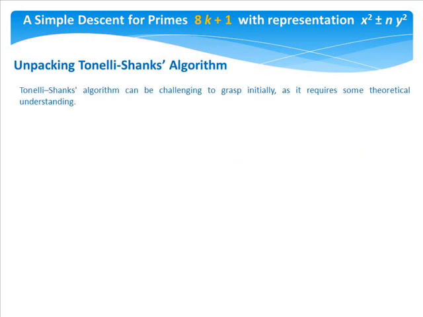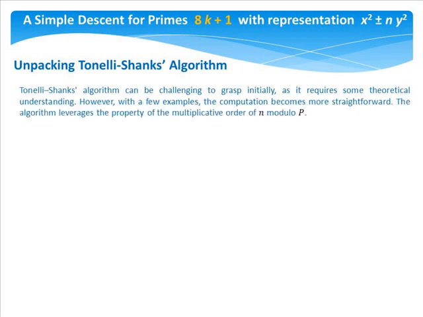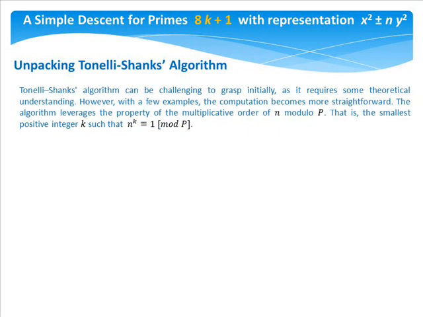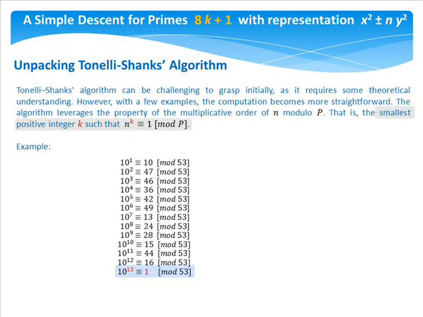The Tonelli-Shanks algorithm can be challenging to grasp initially, as it requires some theoretical understanding. However, with a few examples, the computations become more straightforward. The algorithm leverages the property of the multiplicative order of n modulo p, that is, the smallest positive integer k such that n raised to k is congruent to 1 modulo p.